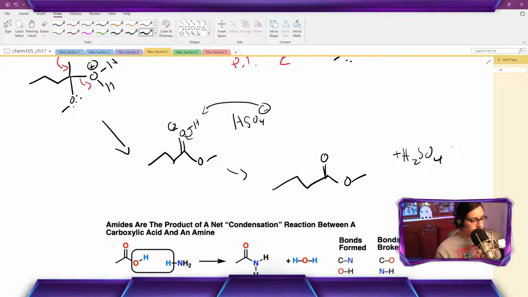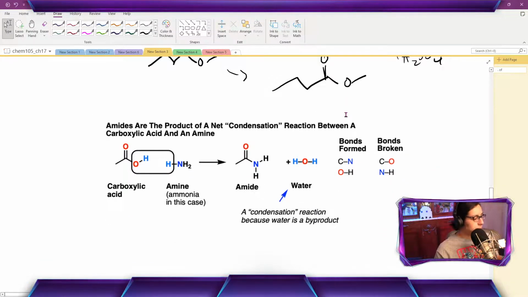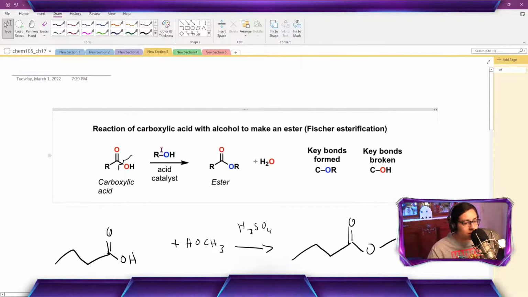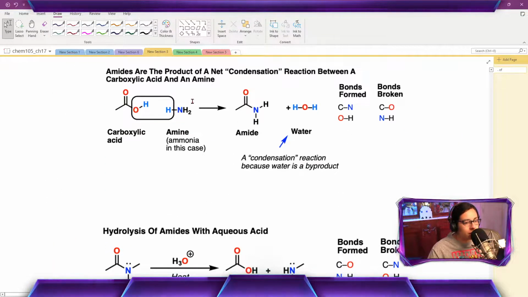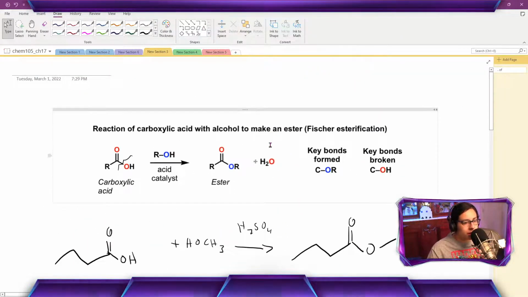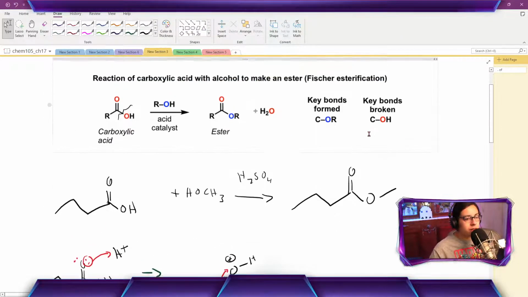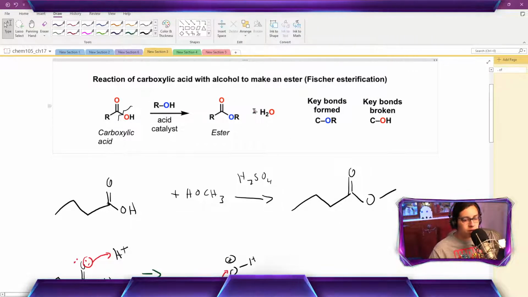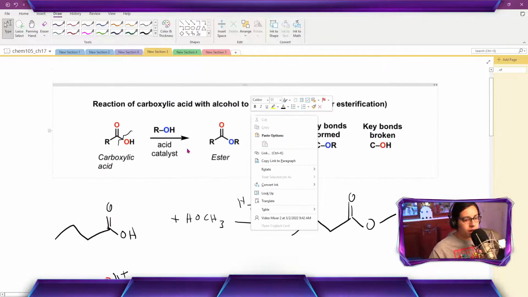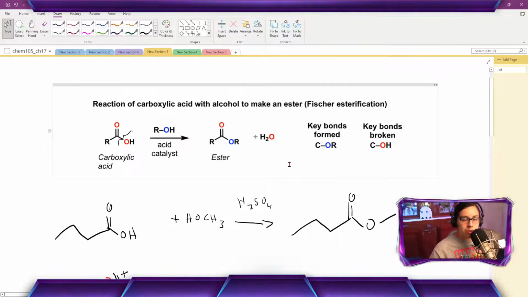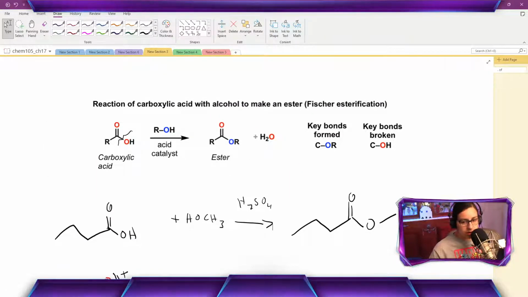So any questions about that? And so similarly, you can do the same reaction with an amine. So this is called a Fischer esterification. You could also call it a condensation reaction since you're forming water here. And actually, if you set up your reaction properly with what's called a Dean Stark, let me pull up a picture.